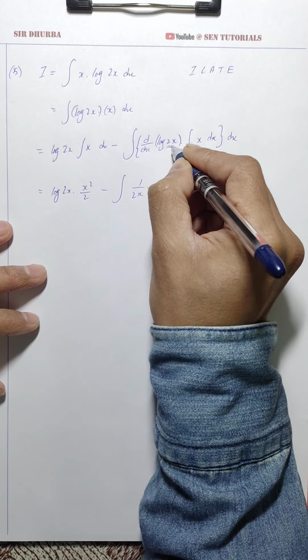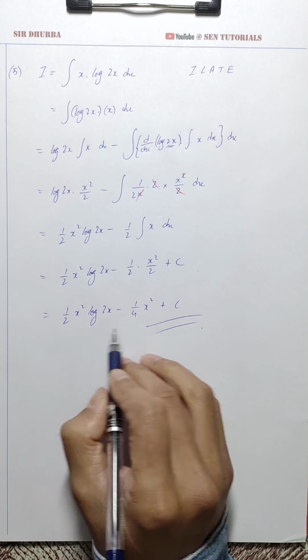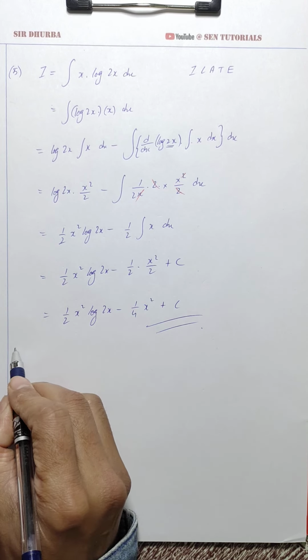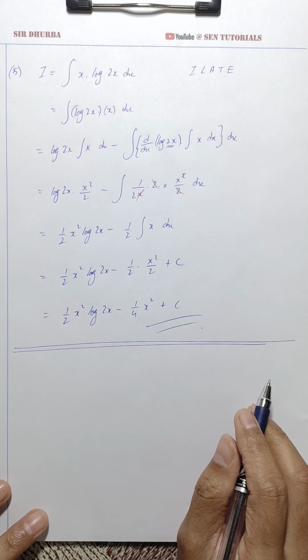So let's see, 1 by 2 x squared log of 2x minus 1, 2, 1, 2 we can cancel, x we can cancel. What are we left with? We are left with 1 by 2 integration of x with respect to x. So that's going to be 1 by 2 x squared log of 2x minus 1 by 2 into x squared by 2 plus c. 1 by 2 x squared log of 2x minus 1 by 4 x squared plus c. So x squared log 2x minus x squared by 4 plus c. Alright. So that's how you can do this integration by parts.